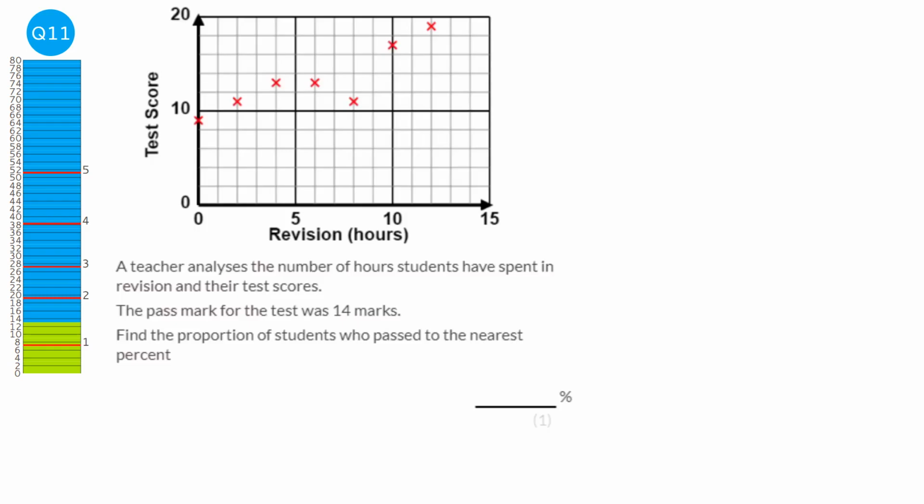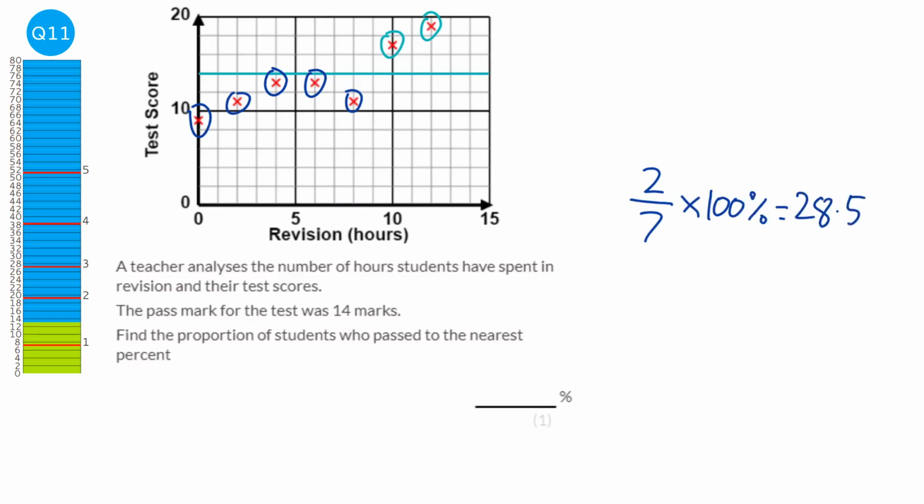So the pass mark for the test is here, and we can see that there are 2 students who passed the test. So it's 2 students out of 2, 3, 4, 5, 6, 7 in total. We want this as a percentage, so we times it by 100%. So we do 2 over 7 times 100, and that gives us 28.571 and so on. It wants it to the nearest percent, so that will be 29%.